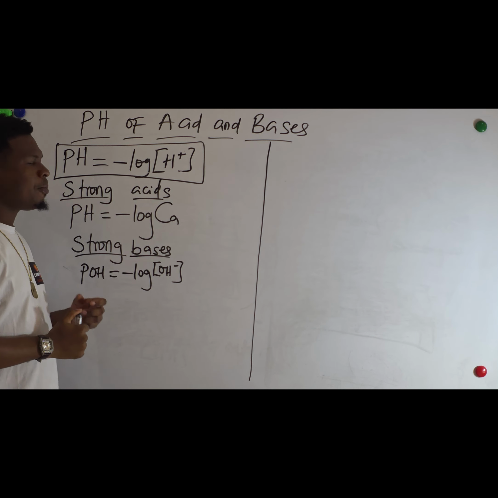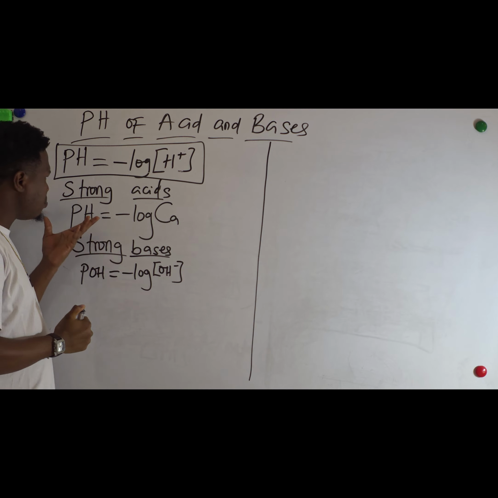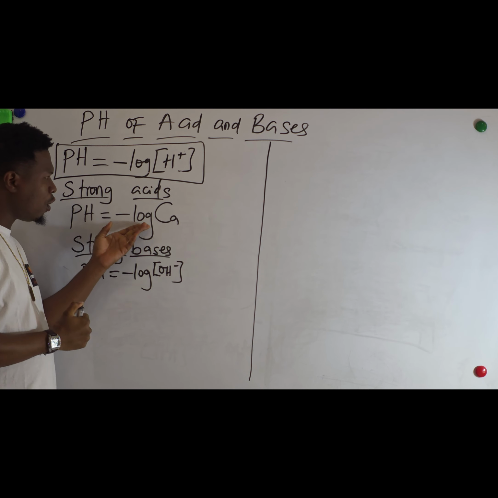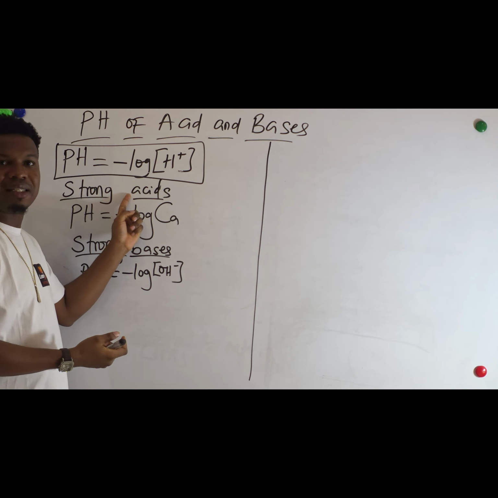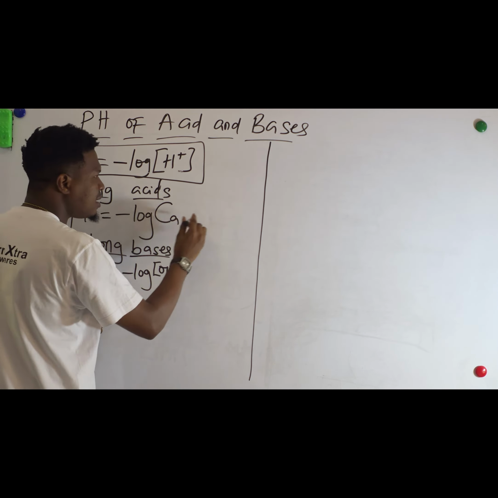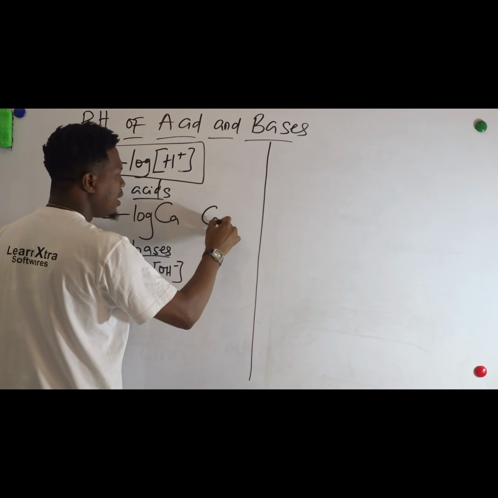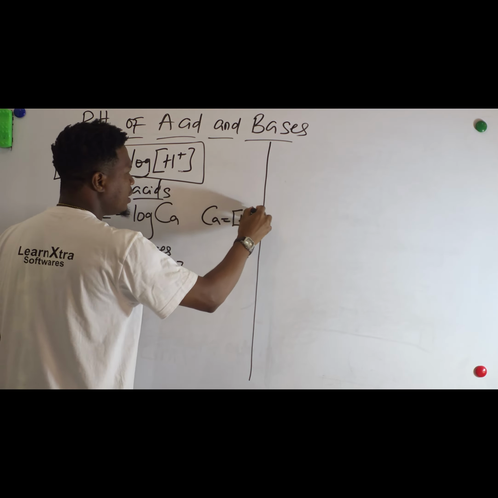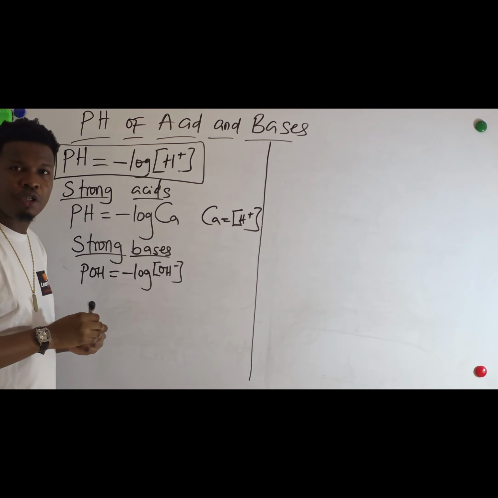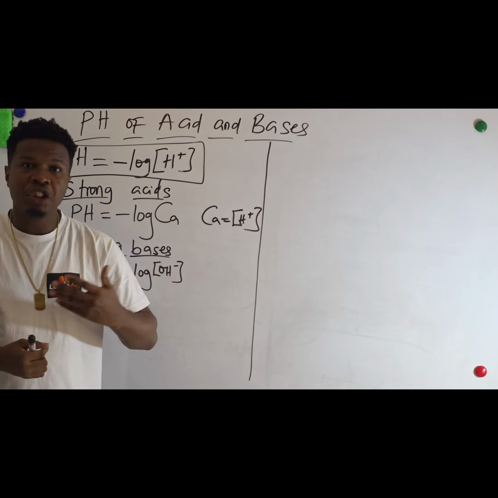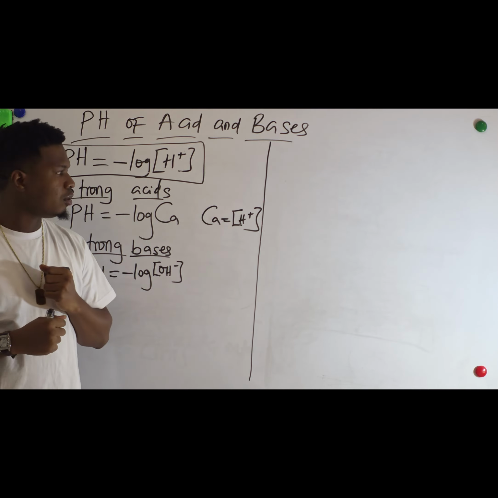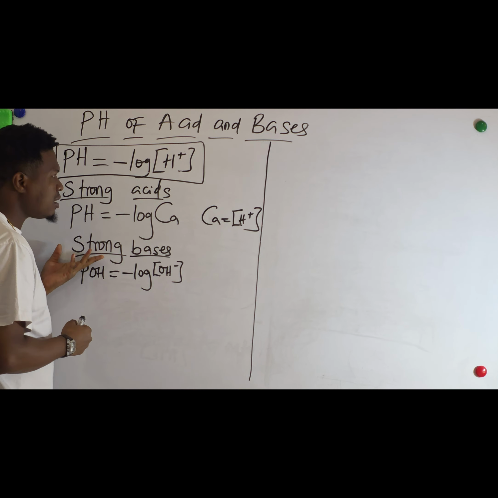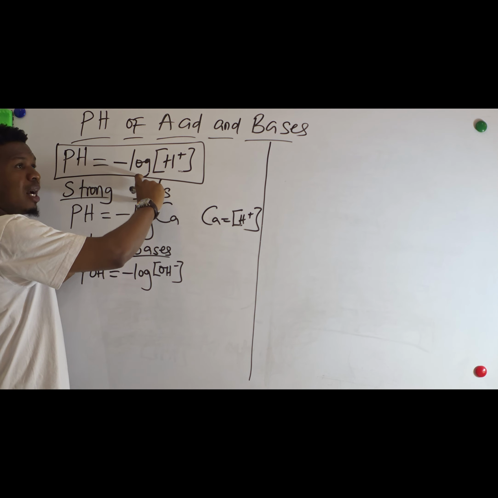Now, for acids, the pH of an acid is the negative log of the concentration of that acid if that acid is a strong acid. So the concentration of this Ca is equal to the hydrogen ion, because for an acid to be strong, it must completely dissociate in water, liberating what? Hydrogen ion as the only present ion.